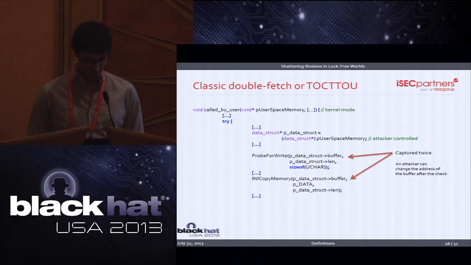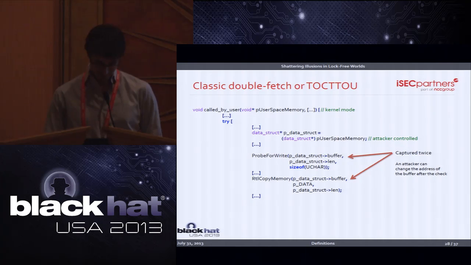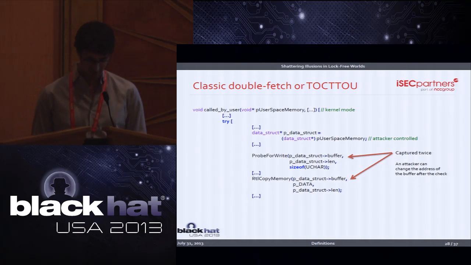So this is a very raw example. This could be the code in an ioctl handler, for instance. The user space memory pointer points to attacker-controlled memory in user space. ProbeForWrite validates the memory to make sure it is in user space. And the same pointer is then used to copy data from kernel space, for instance. In this case, the attacker can modify the memory containing the address of the buffer and its length. And this can be done after the ProbeForWrite check, which can then lead to writing into kernel memory.